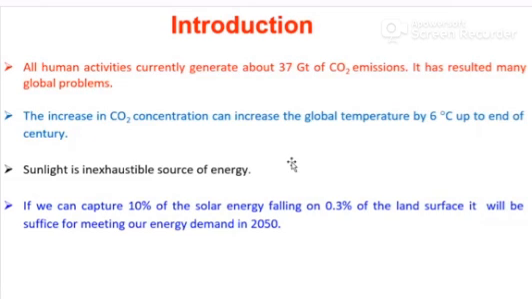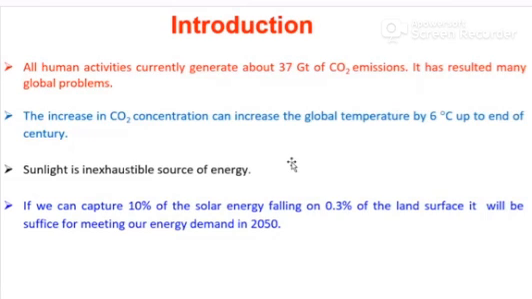So we have to take initiative steps to reduce CO2. Scientists have developed many alternatives to reduce CO2 emission, as well as some tools or methods, as well as the materials, to convert this CO2 into some useful materials.